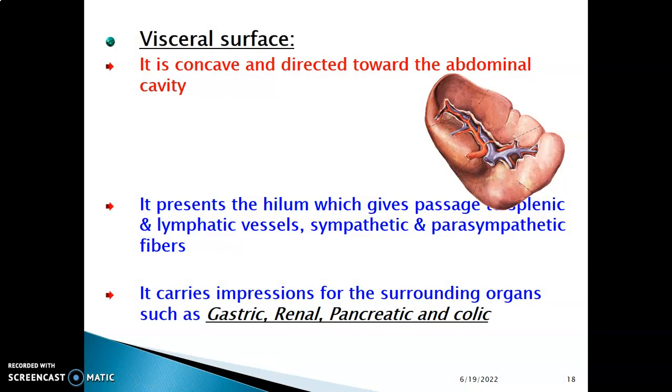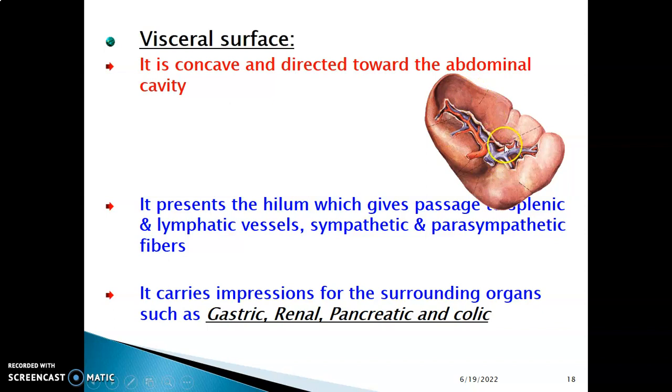Then it has a visceral surface. The visceral surface is concave and faces the abdominal cavity. It has a hilum. The hilum of the spleen, just like the hilum of other organs, contains neurovascular structures. You have blood vessels, lymphatics, and nerves that are coming to the spleen.